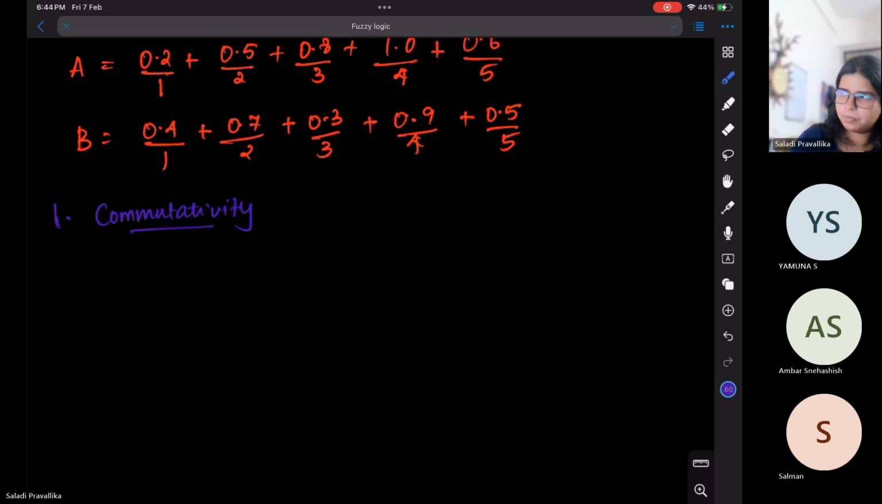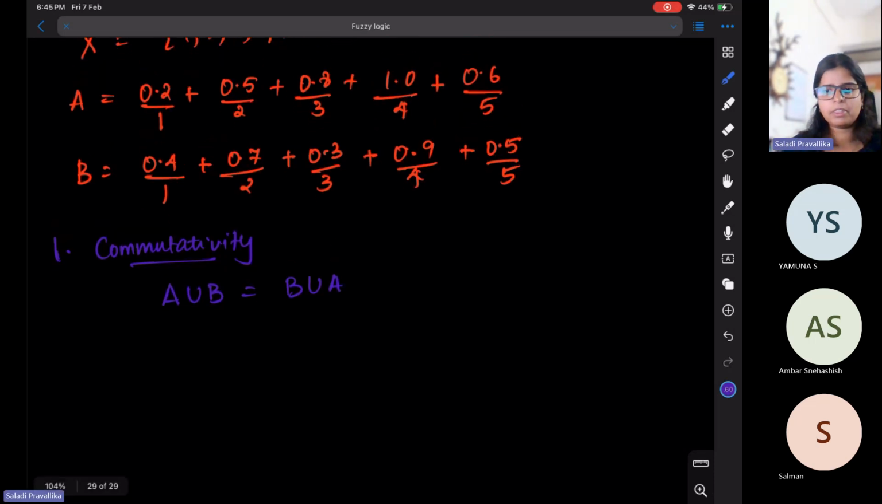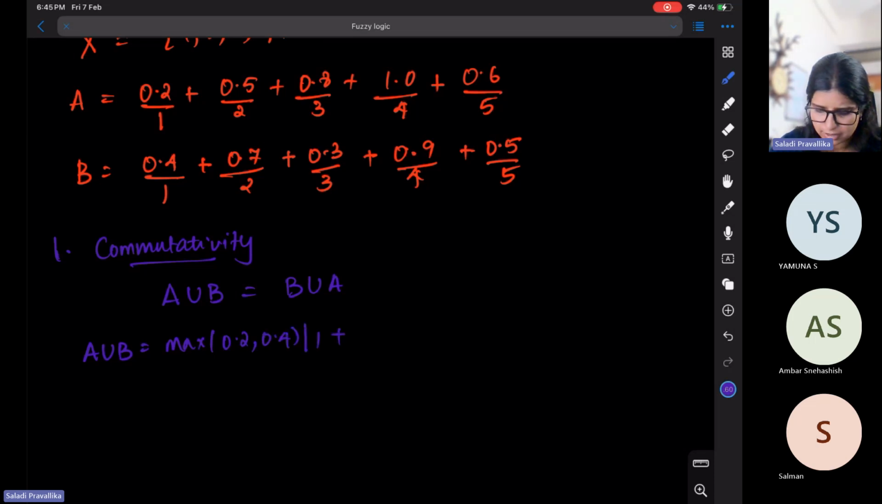Okay, which is essentially saying that A union B is equal to B union A. Let's try to find A union B, which is nothing but the maximum between 0.2 and 0.4 for 1, plus the similar. You take the maximum values of all the membership function values which are present in between both the sets. Let's write it down directly.